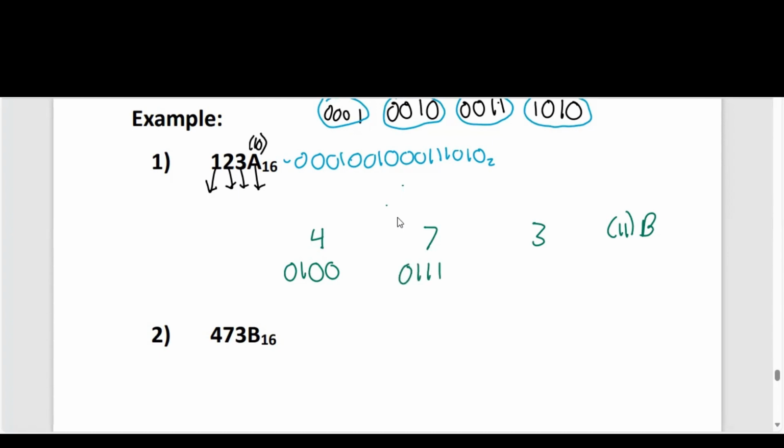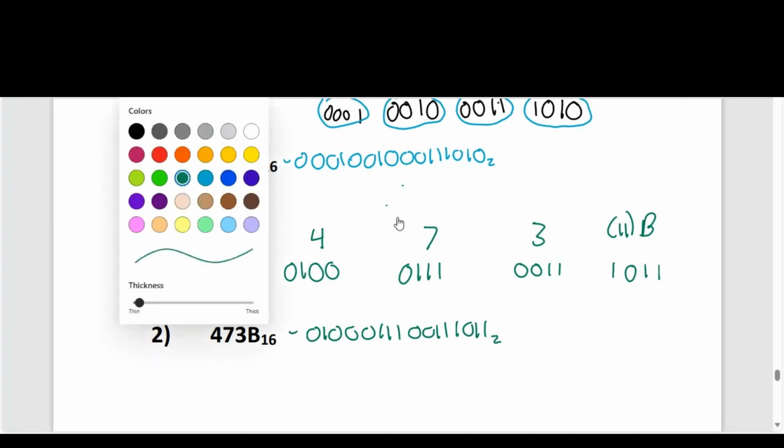3, I need 2 and 1. So I need the last 2. And the others will be zeros. And to get 11, we're going to need 8. We will need 2. And we're going to need 1. So that'll be 8, 2, and 1. Yeah. All right. So let's put everything back together. 0, 1, 0, 0, 0, 1, 1, 1, 0, 0, 1, 1, 1, 0, 1, 1 to base 2. And that's it. That's all it is.